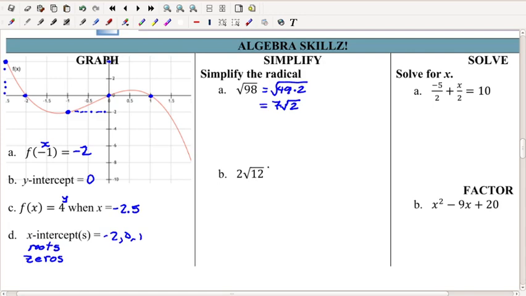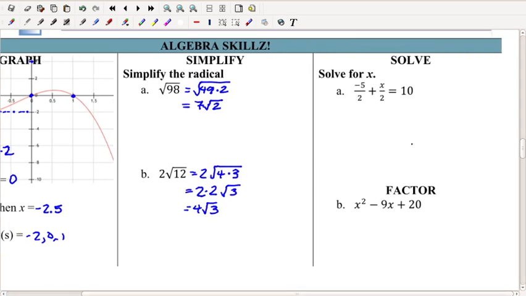Looking for perfect square factors of 12. So this would be 2 times root, well, 12 is divisible by 4, so 4 times 3. Square root of 4 is 2, so this front 2 gets multiplied by another 2, and the root 3 stays, for a final answer of 4 root 3.